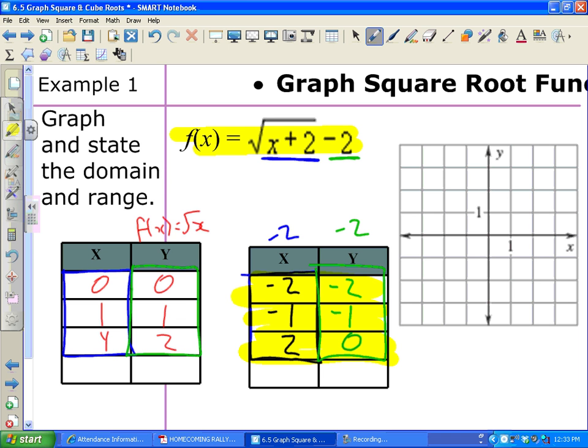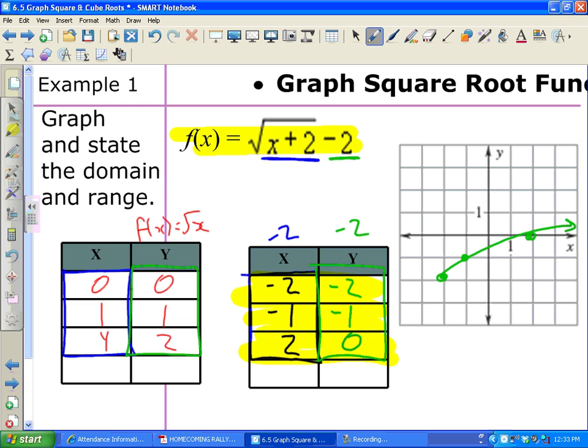Negative 2, negative 2. Negative 1, negative 1. 2, 0. Connect the dots.